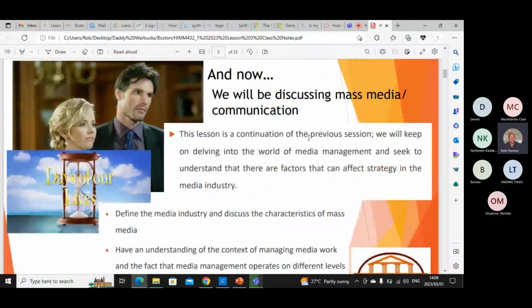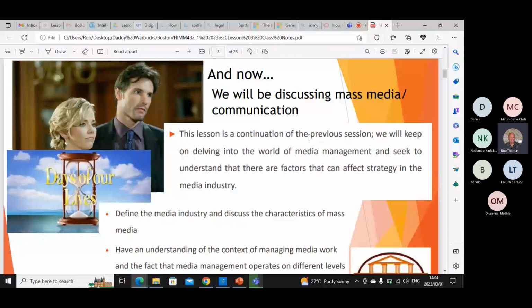Okay, so what we then were discussing last week, and I'm going to forward wind into the lessons because we did the first section, and we're going to focus on this one. What we were discussing last week, and then we ran out of time, was we were looking at mass media and communication, which we're going to continue to discuss, because obviously the whole thing is about mass media, the whole thing is about communication. But this lesson is a continuation of the previous session.